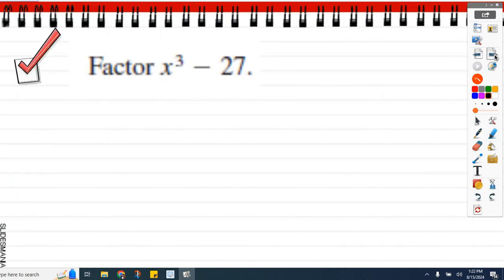Alright, our last kind. How many terms do we have here? 2. So we're back to binomials. But what's different about this one? It's cubed. So which of our formulas are we going to use? Difference of cubes. Now, if you look, it's that second box on the left-hand side, okay? What do we notice about the two factors from the difference and the sum?